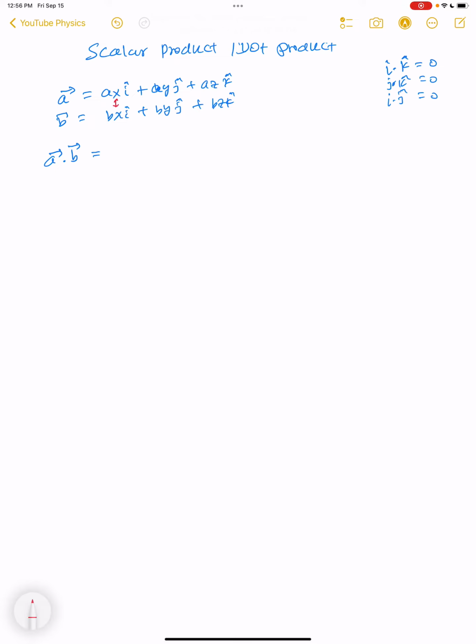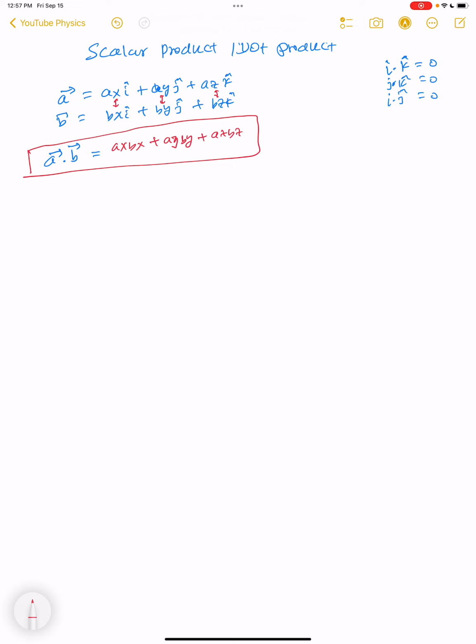So you do ax bx, plus ay by, plus az bz. And this is a scalar component. It's a scalar, so it doesn't have any direction. It's only a magnitude.